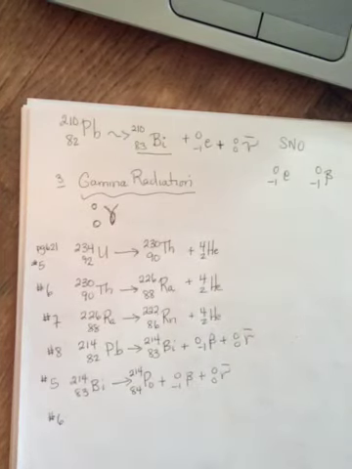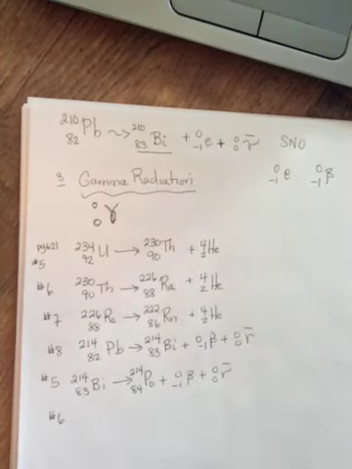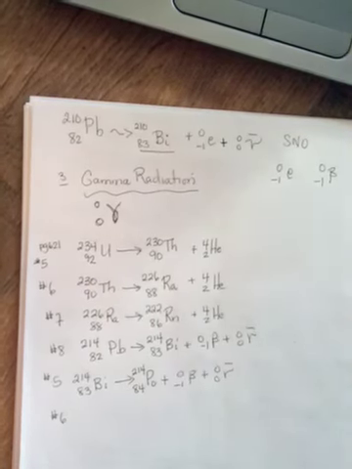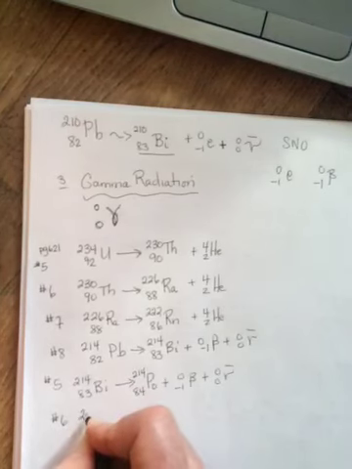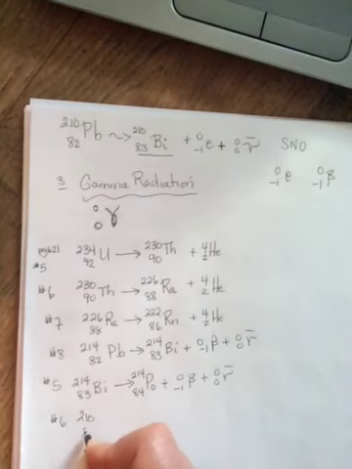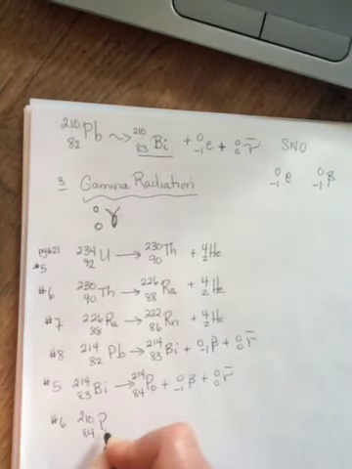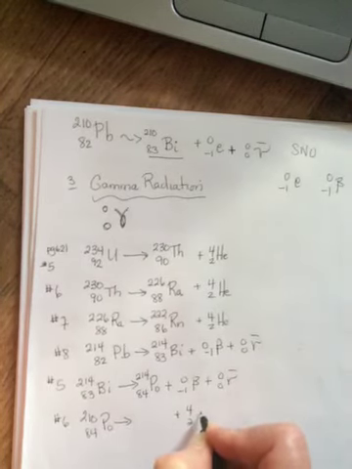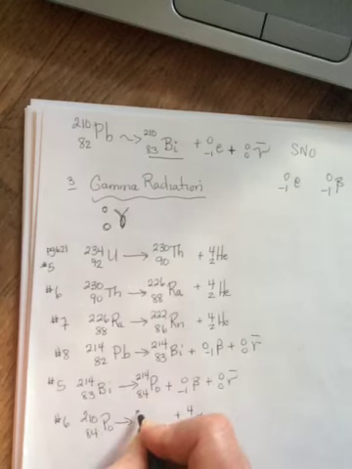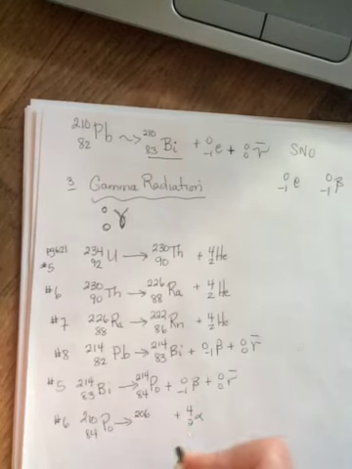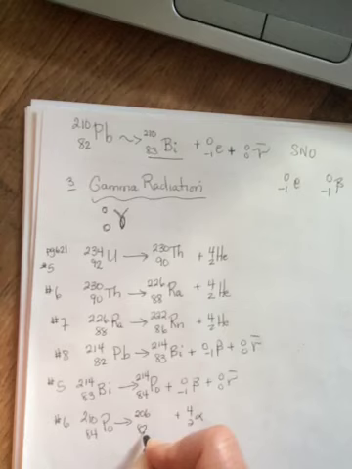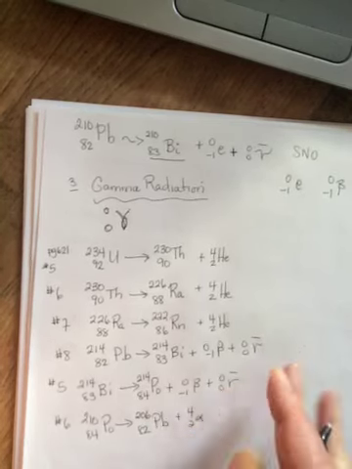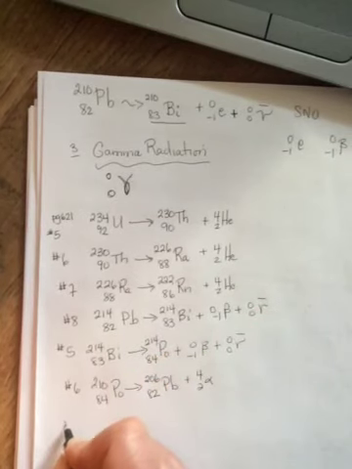Number 6, radioactive polonium 210-84 emits an alpha particle. So not 214 like we just had, it's a different isotope, 210, polonium. And it emits an alpha particle, so 4-2 alpha. So the top number here must be 206, and the bottom number here must be 82. Look up 82 and find out that it's lead. Number 7.